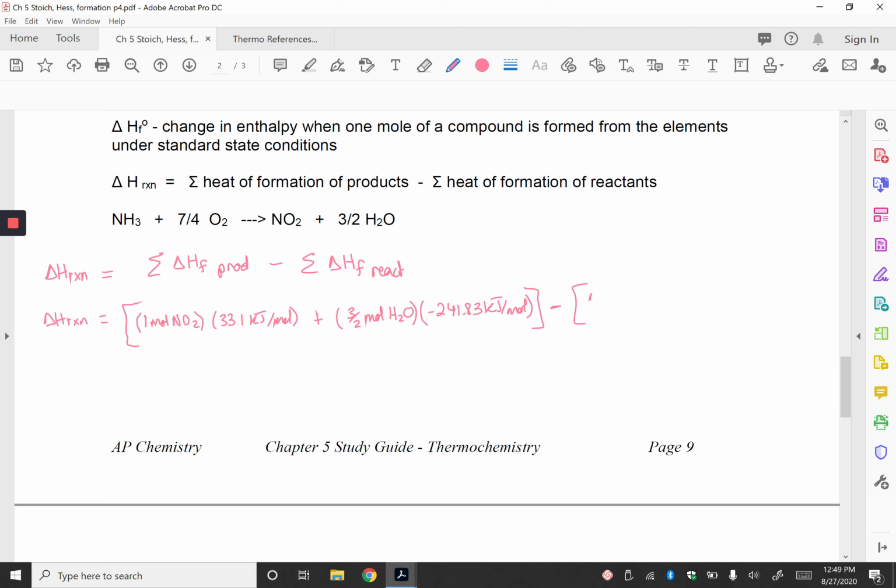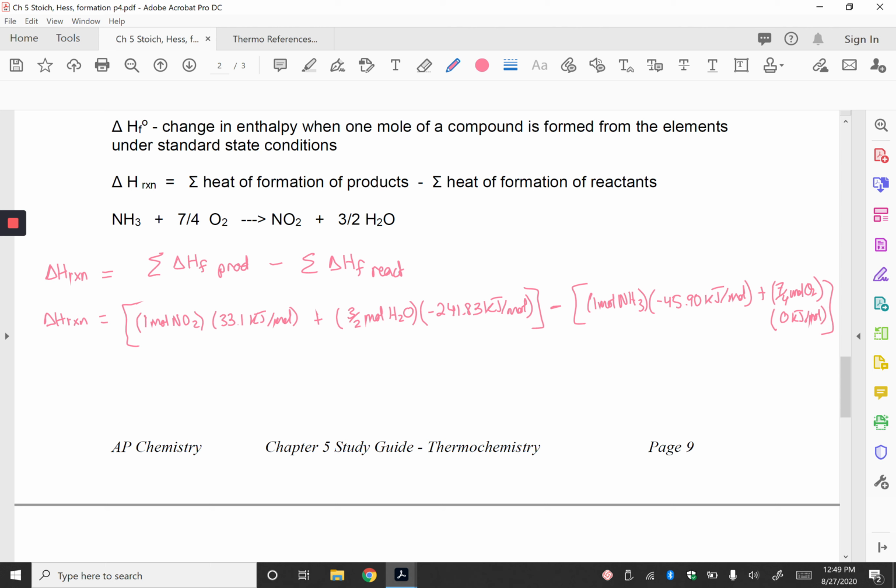And I have 1 mole of NH3. And the value for NH3 is negative 45.90 kilojoules per mole, if you were to look it up on the table. And then I have 7/4 moles of O2. The value for O2 is 0. That's because it's an element in its natural state.